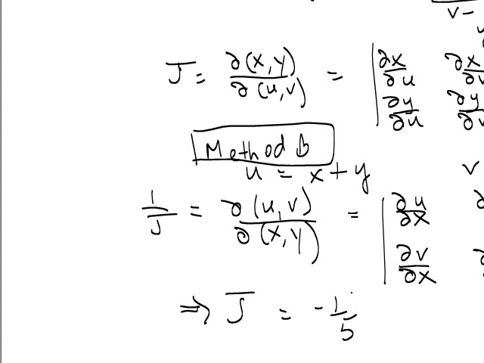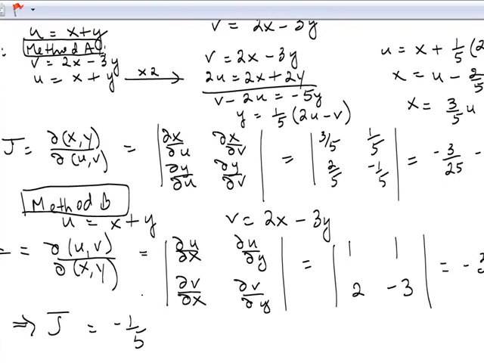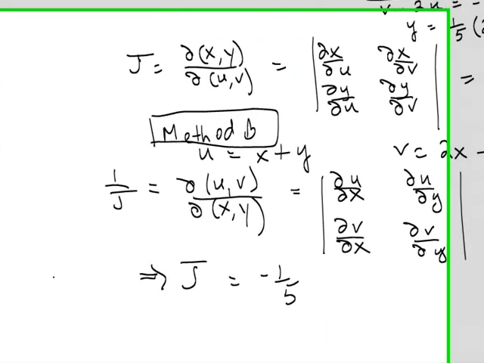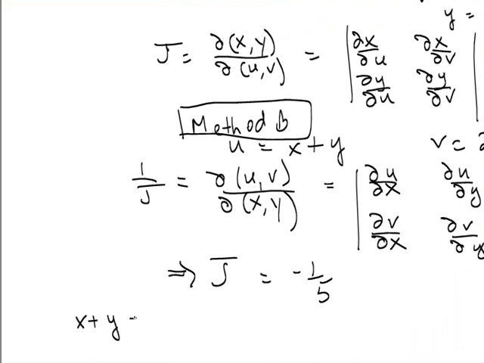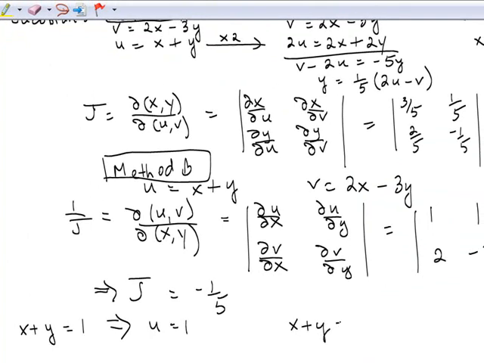Now the other thing that we need to do is to write up the new lines. Okay, so what did we have originally? We had x plus y equals 1. Our x plus y was u, right? Yes. So that becomes u equals 1. What else we had? x plus y equals 2. That becomes u equals 2.